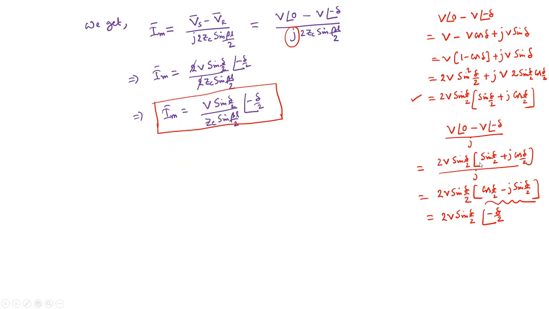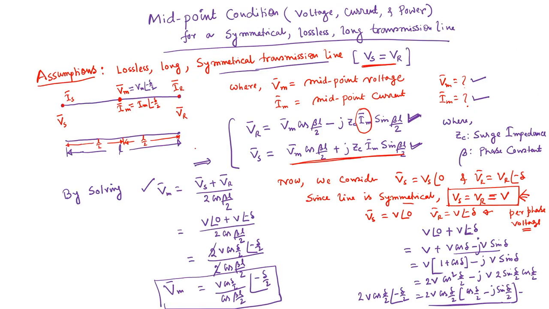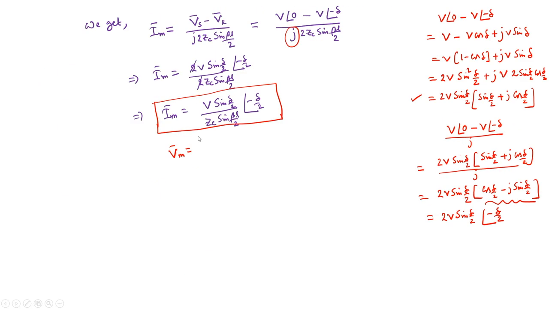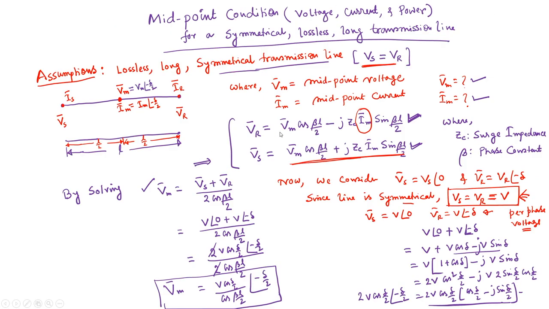So we get this V m expression, and we get the I m expression as well. If we copy the V m expression from the previous derivation, it is equal to V cos delta by 2 divided by Z c cos beta L by 2 at an angle minus delta by 2. So these two we obtain. That was our goal. At the very beginning I said that we are interested in finding the midpoint condition, which means finding the midpoint voltage, midpoint current, as well as the midpoint power. And we have already obtained the expressions for midpoint voltage and midpoint current.